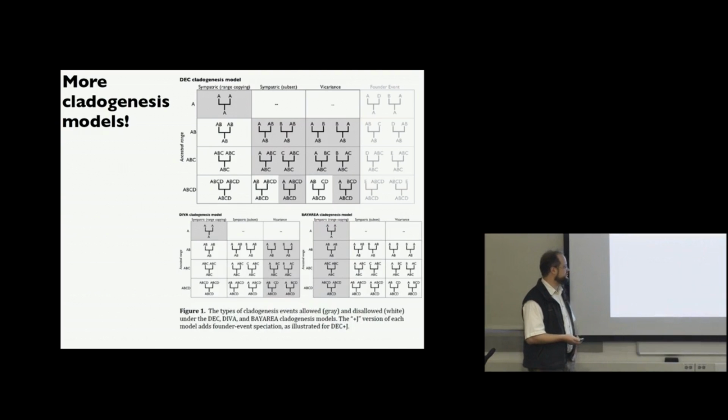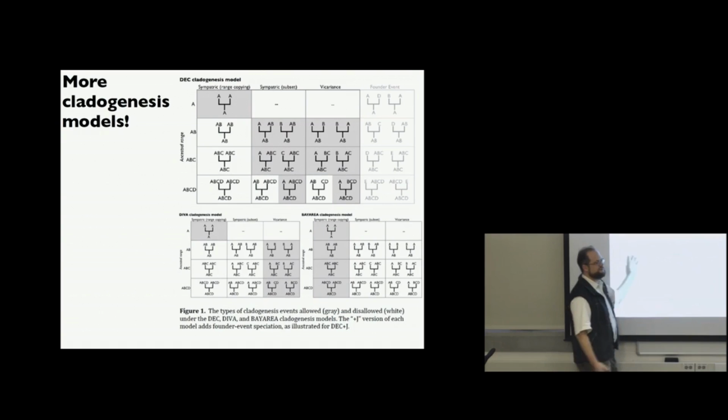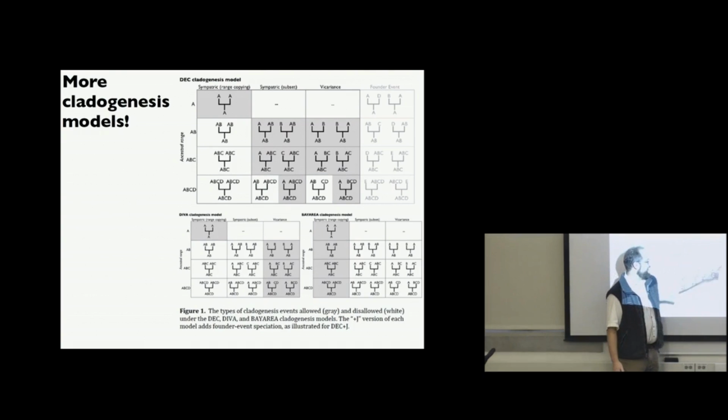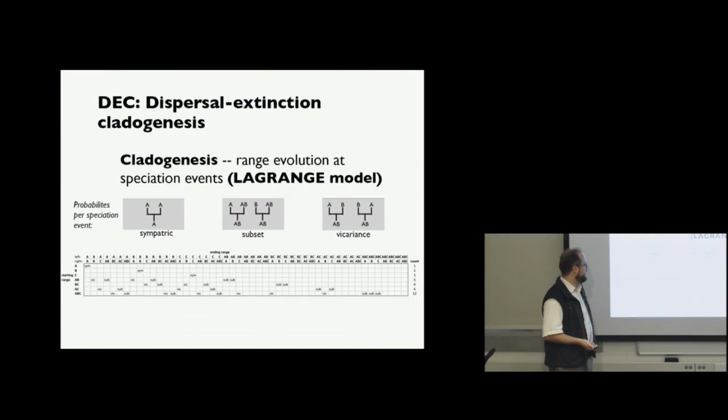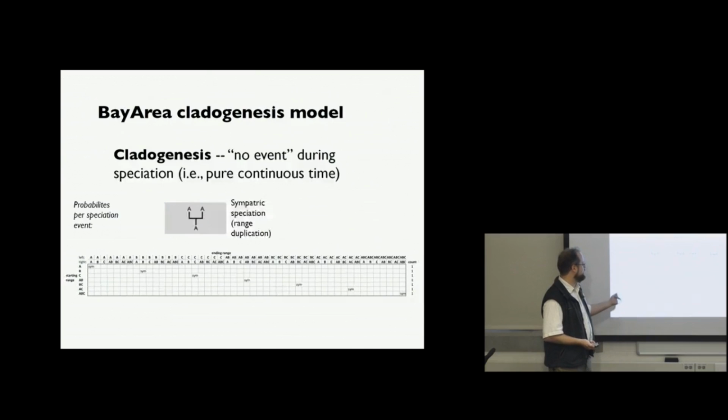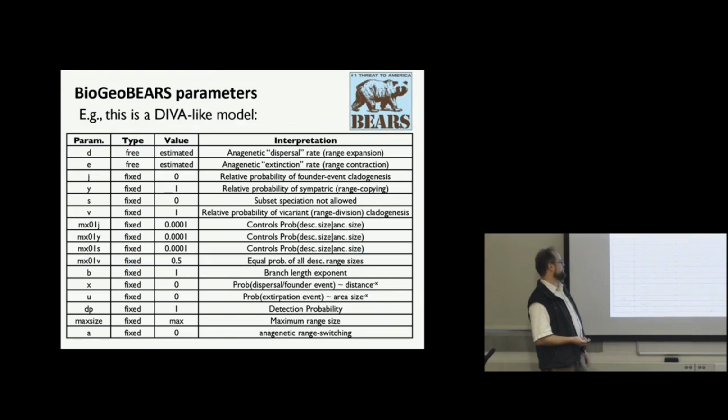And there are a lot more applications here. I'll just breeze you through this. We can do likelihood versions of those other models I mentioned, the DIVA model, the BayArea model. Now these are all just different parameter values in the BioGeoBEARS supermodel. And we can look at these different models. There's the BayArea model. Here's how you would change the parameters, but you don't really need to know this unless you email me. I'll send you the slides if you want to do it.